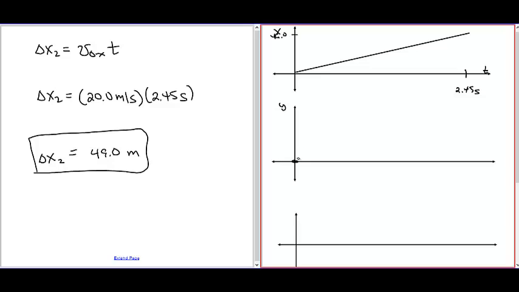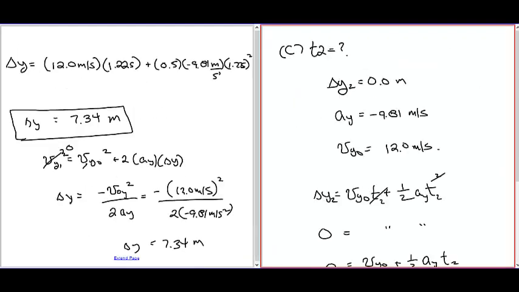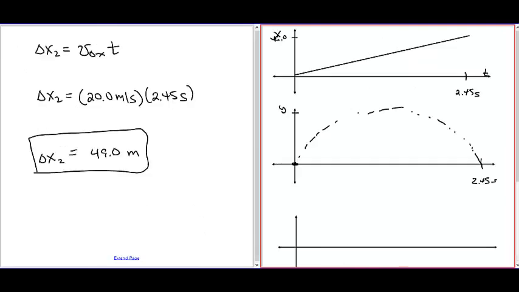Okay, now as far as the y, you start at 0 again because I defined where he threw it from as 0. And it's going to be a parabola, going like that. It comes all the way back down to 0 here, at 2.45. This half, the maximum height, we calculated that. Delta y was equal to 7.34 meters. Starts at 0, comes back to 0.